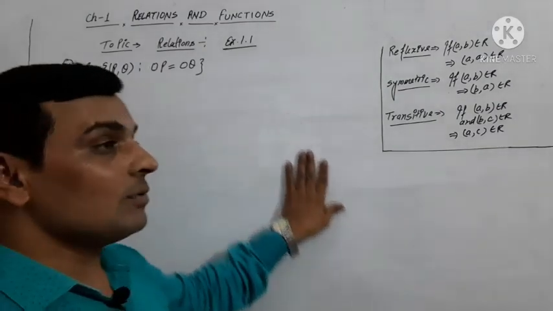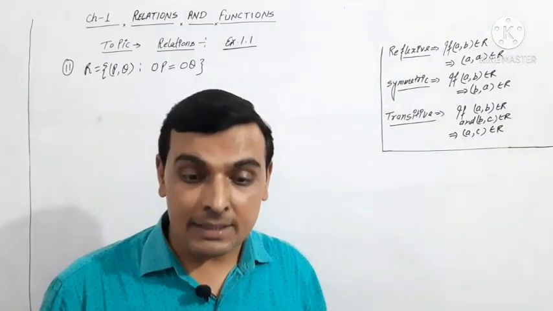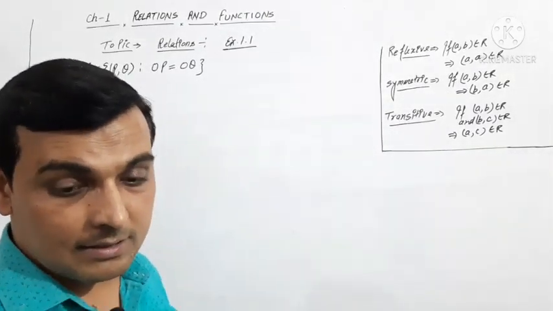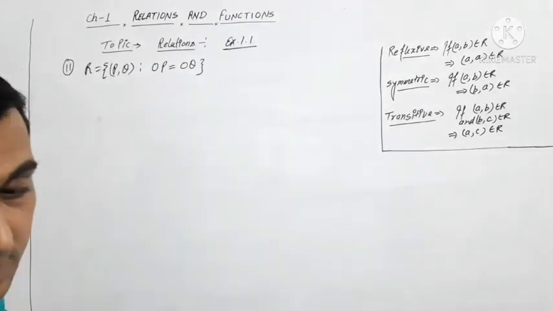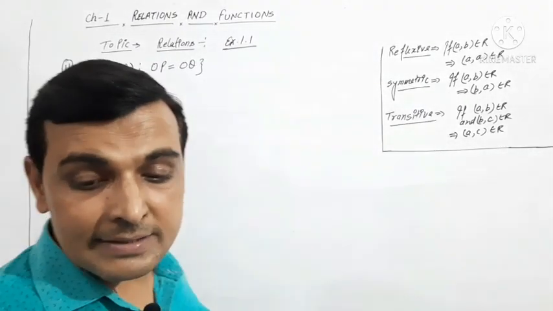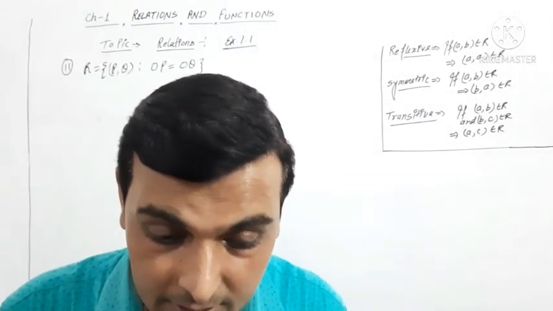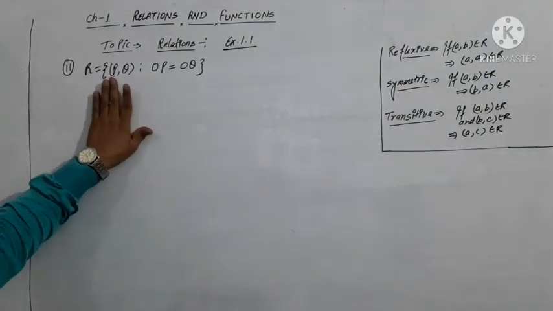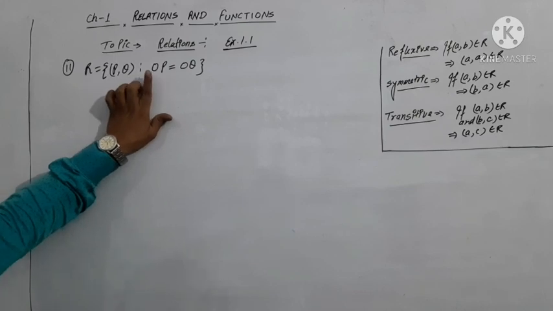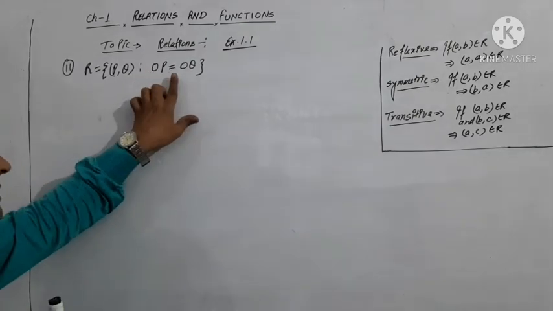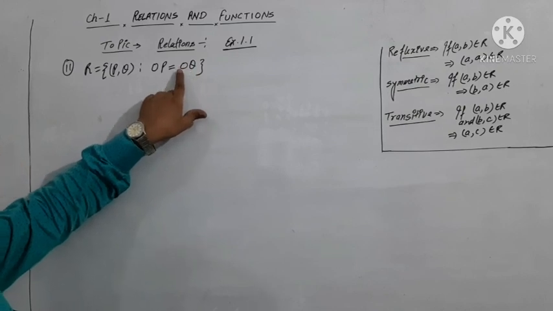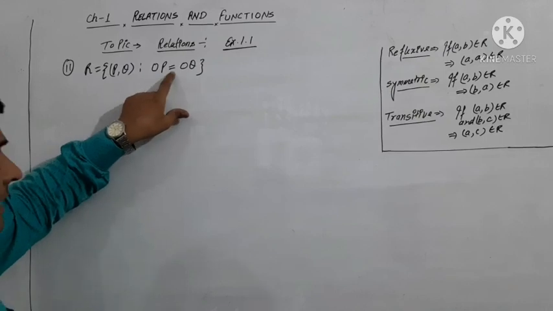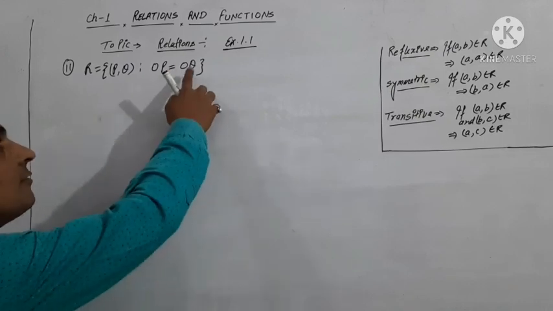So we have discussed up to question number 10 and now we are starting question number 11 of exercise 1.1. Topic is relations. Now what is the question? Question is that show that relation R in the set A of the points in a plane given by relation R is (P, Q) such that distance of point P from origin is same as the distance of point Q from origin. It means distance of point P from origin OP equals distance of point Q from origin.